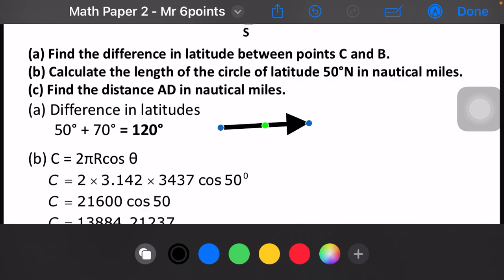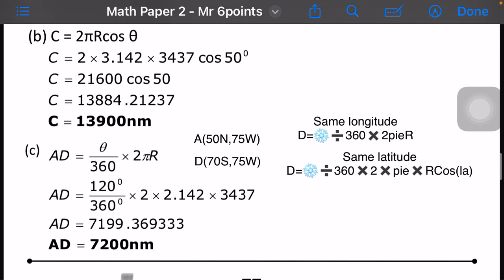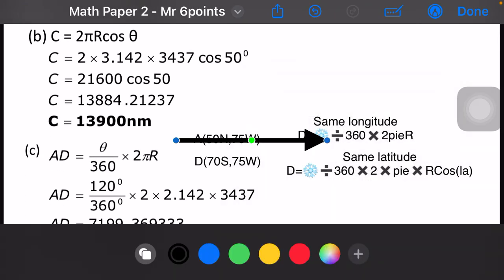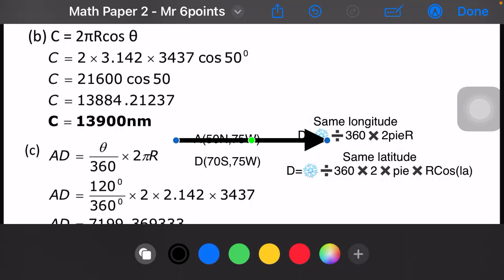Like I said, when you're finding distance, there are only two formulas. The first one is for when the longitudes are the same. The second one is for when the latitudes are the same. So the first thing you need to do is get the coordinates of A and D. Here are the coordinates for A and D.